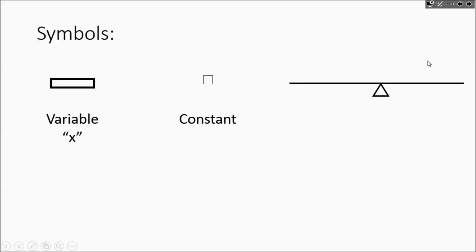First, you're going to need to know your symbols. You've got a long rectangle that's going to represent a variable, and in this case, for what we're doing, we'll call it x. And then you're going to have a square that's going to represent constants, numbers being added or subtracted. And then finally, you're going to have your balance scale, which is going to symbolize the equation. A balanced equation is like a seesaw that has balance. This fulcrum point, the triangle here that it's balancing on, that's going to be the equal sign. So we know the symbols. Now we're going to show how all of this can be put together to show equations.